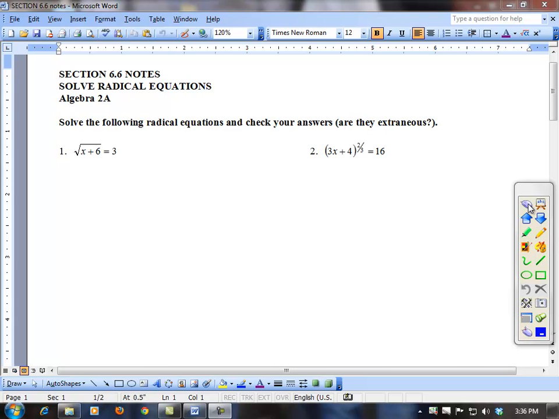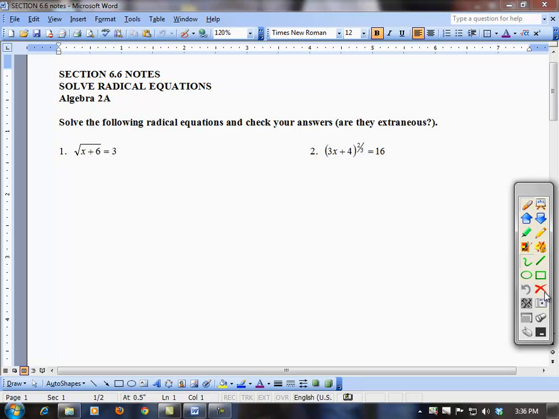to section 6.6. We are going to be solving radical equations, so equations that have some sort of root in them, and we're going to use all of the information that we've learned in the chapter to help us do so. So I'm going to start with number 1. We're going to start, I apologize, with the simplest one I've got. We've got the square root of x plus 6 equals 3.